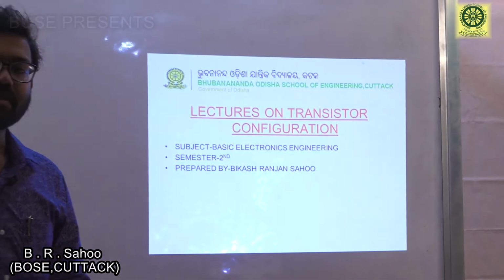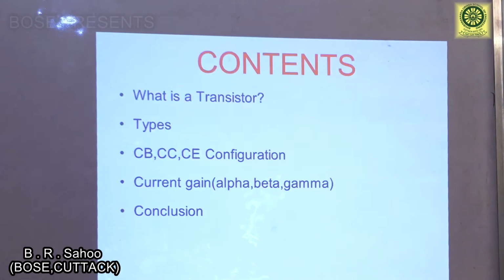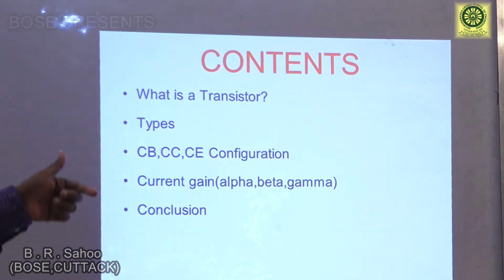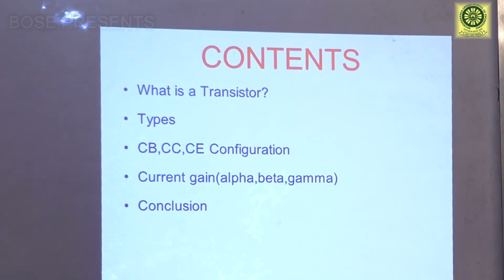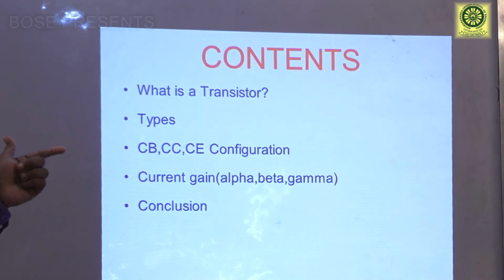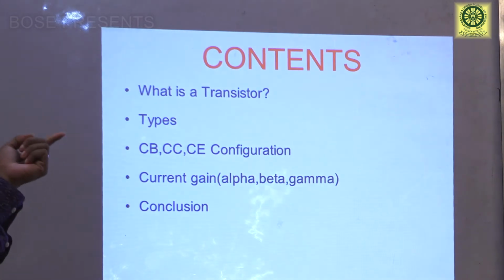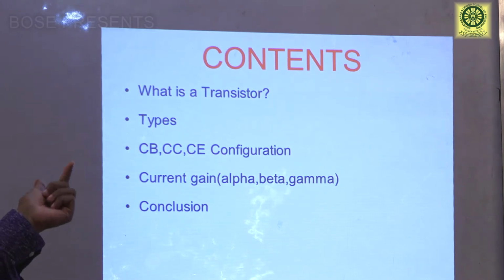Before going to transistor configuration, first of all we should know what a transistor is. So what are the contents for today's lecture? First, what is a transistor, then what are its types, that is NPN and PNP, then what are the CB, CC and CE configurations, then current gain, that is alpha, beta, gamma for the different configurations, that is CB, CC, CE, and next one is our conclusion.